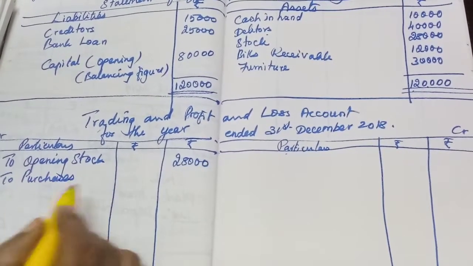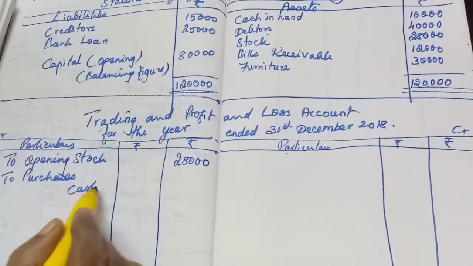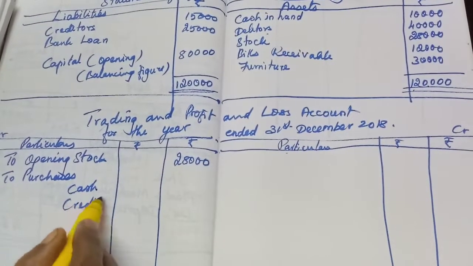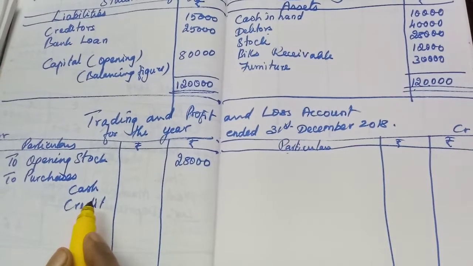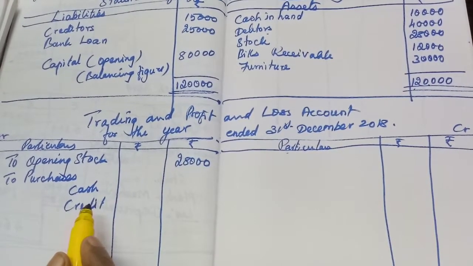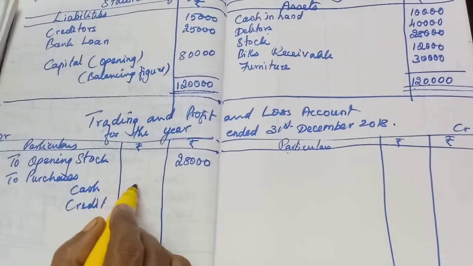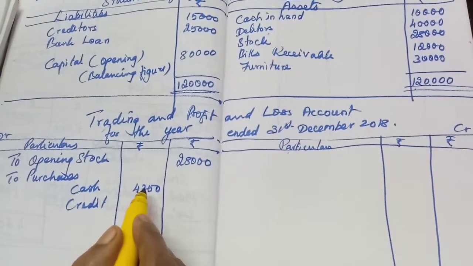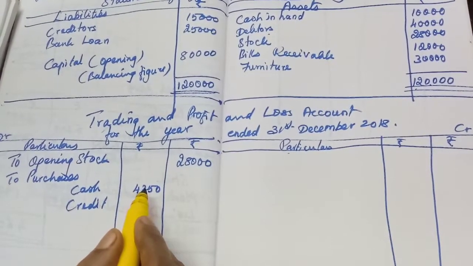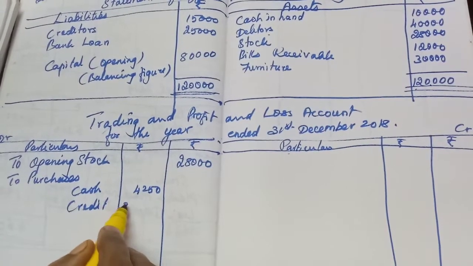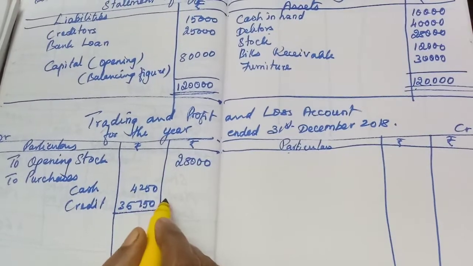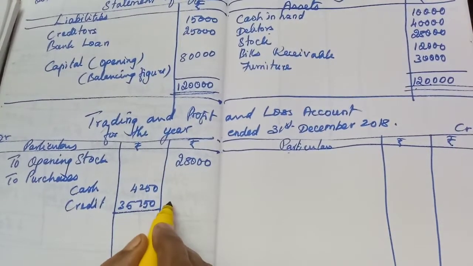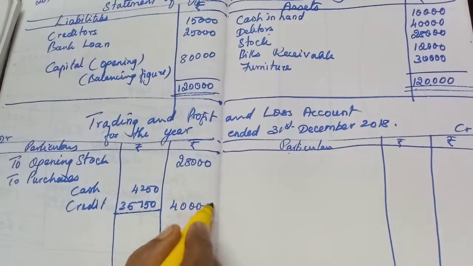Then to, next one, to purchases. Here two purchases are given. So you write first cash, then credit. How much is cash? Cash purchases 4,250. Credit purchases 35,750. So how much? 40,000. Isn't it? Add and write 40,000.